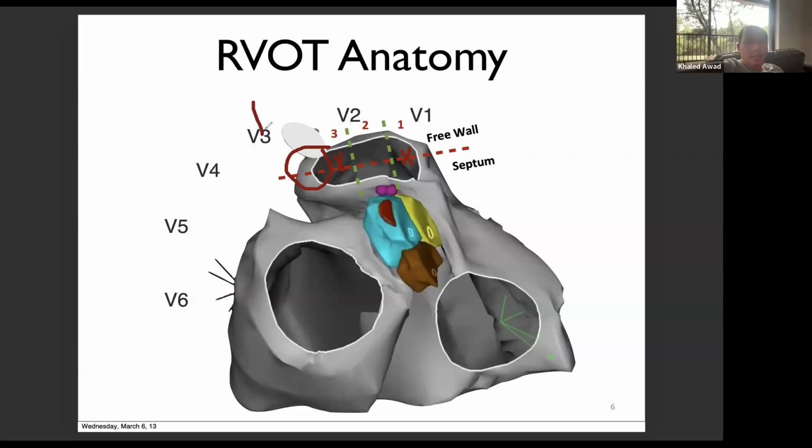Lead one sits somewhere here. So if you are here, lead one is going to be negative. If you are here, lead one is going to be positive. If you are in this half of the RVOT in the back, the septal half, you got more muscle between you and V1 and V2 compared to the free wall. Free wall is too close to V1 and V2, and all of that will have implications. What are the implications? Well, let's see.